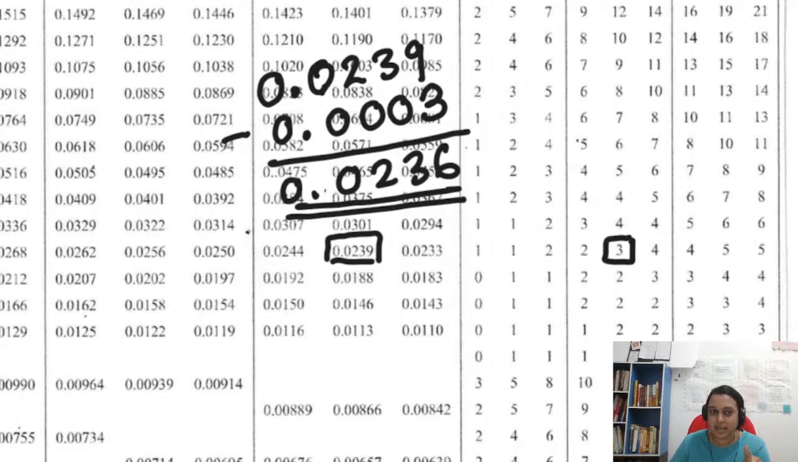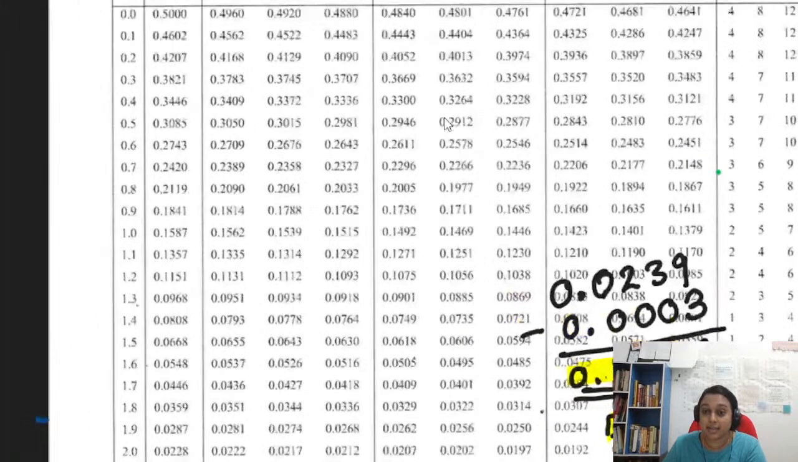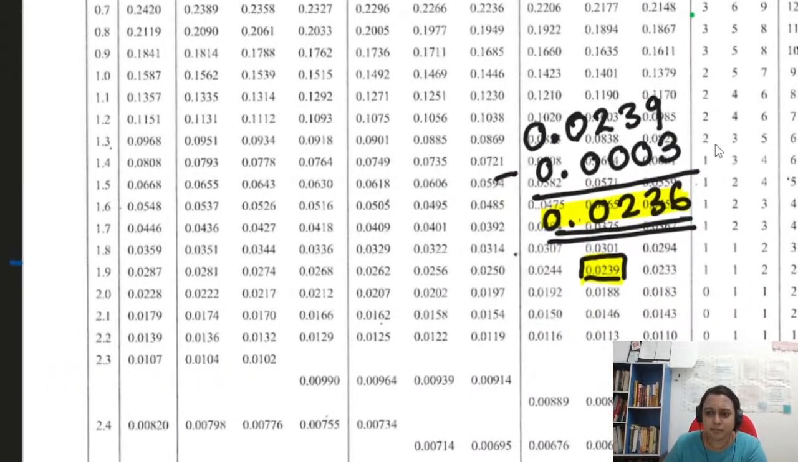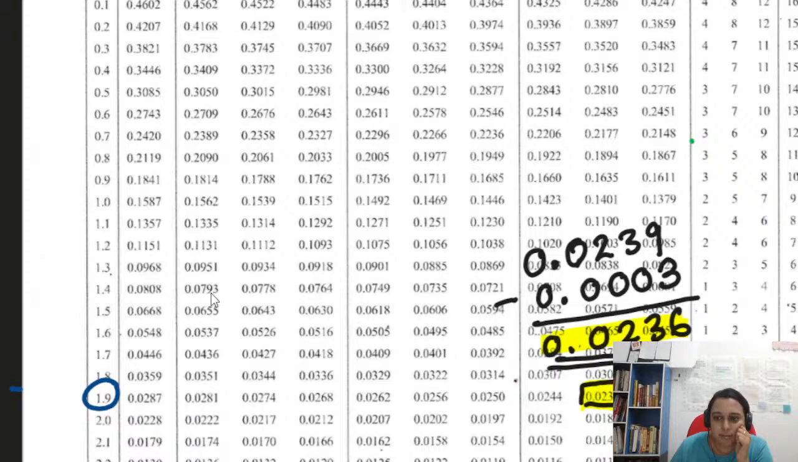0.0236. Again, first you choose yang paling dekat. 0.0239. Tapi yang kita nak ialah 0.0236. So, kita tolaklah dengan 3. We minus 3 means we get 236. Okay, let's see what is the nilai dekat paksi. Okay, for the one at the paksi, the nilai is 1.9. Okay, 1.98.